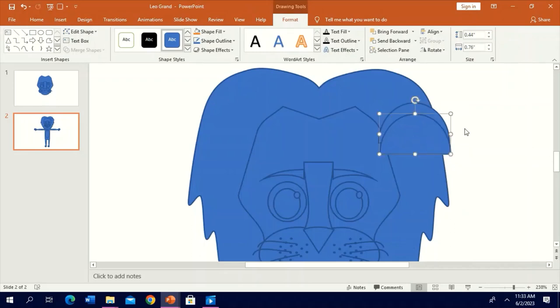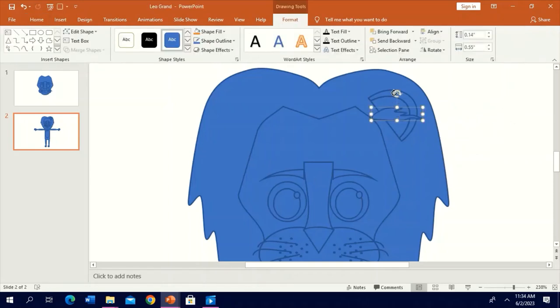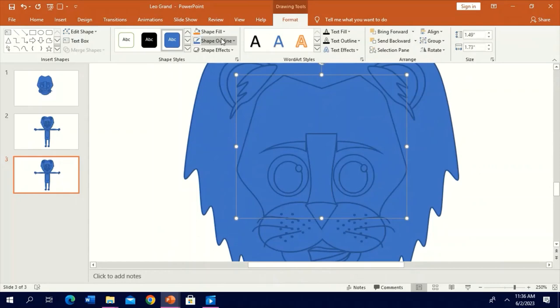I just realized that I forgot his ears. His coloring comes next.